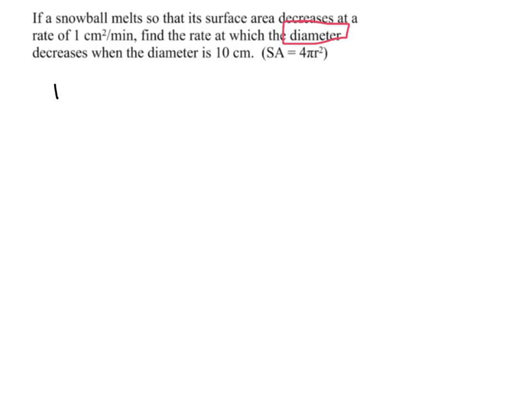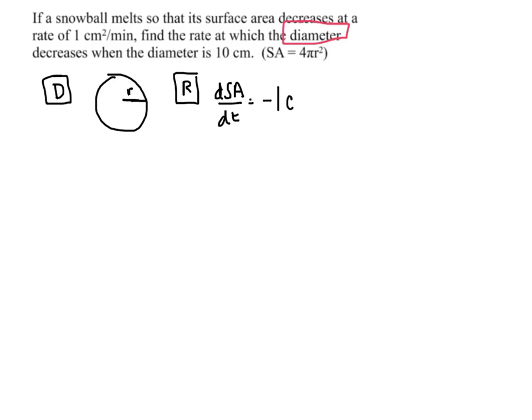All right, so first we draw our picture. Well, it's just a sphere. I'm gonna deal with the radius. Rate. Well, the only rate I know is that 1 square centimeter. That's the surface area. So change in surface area with respect to time. And I'm going to say that it's -1 because the surface area is decreasing. Okay. So that's the only rate I know.